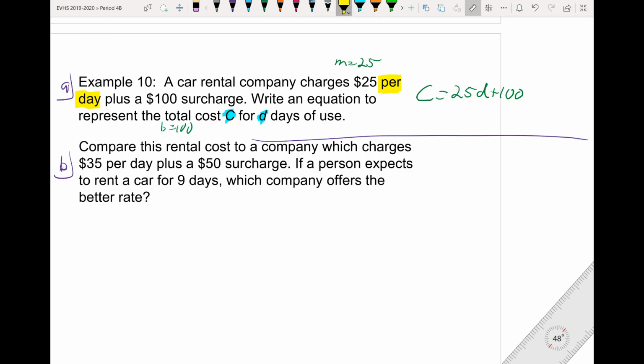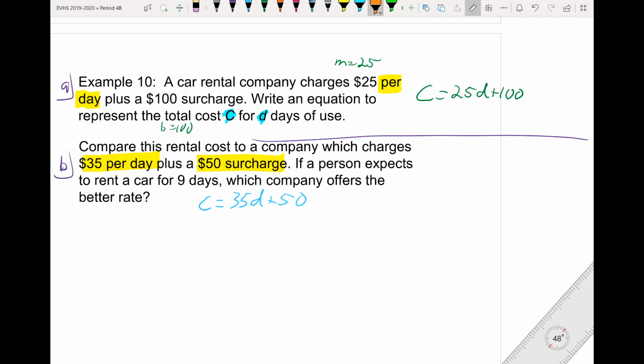Now for part B, same idea. We've still got our $35 per day and our $50 surcharge. Means that my equation is, well, not Y equals. C equals 35D plus 50.